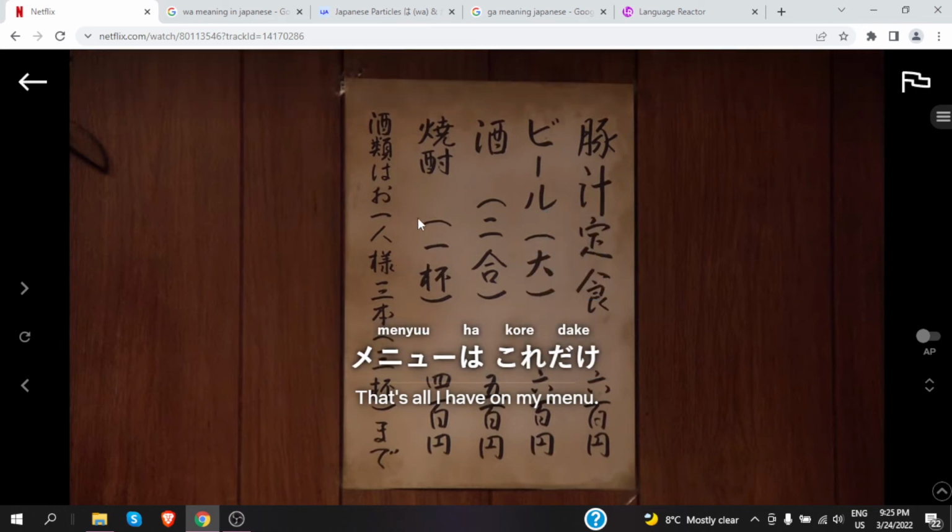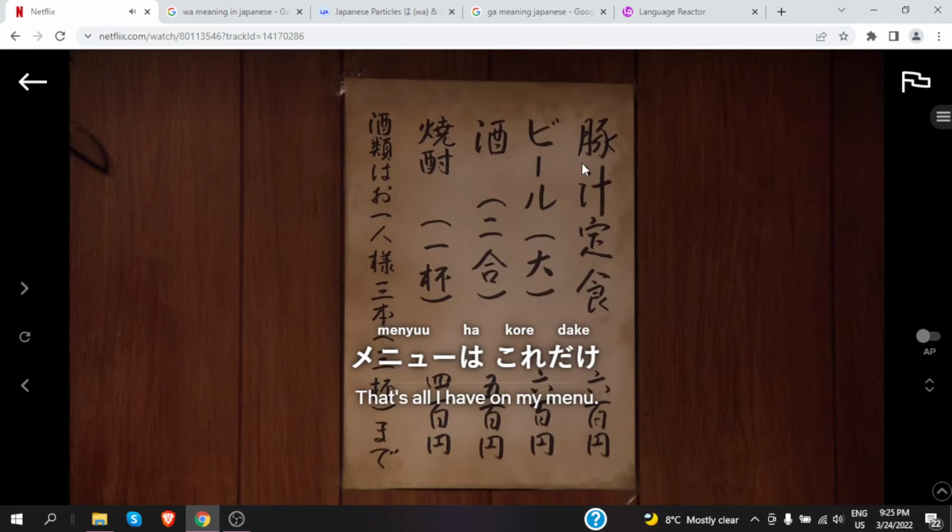Okay, so I'm visualizing menu. Okay, that's an easy one. Menu wa kore dake, simply only dake. Kore dake, this only. So I'm visualizing someone looking at the menu like what? Like only this? This the only thing there is? Kore dake. Dake.